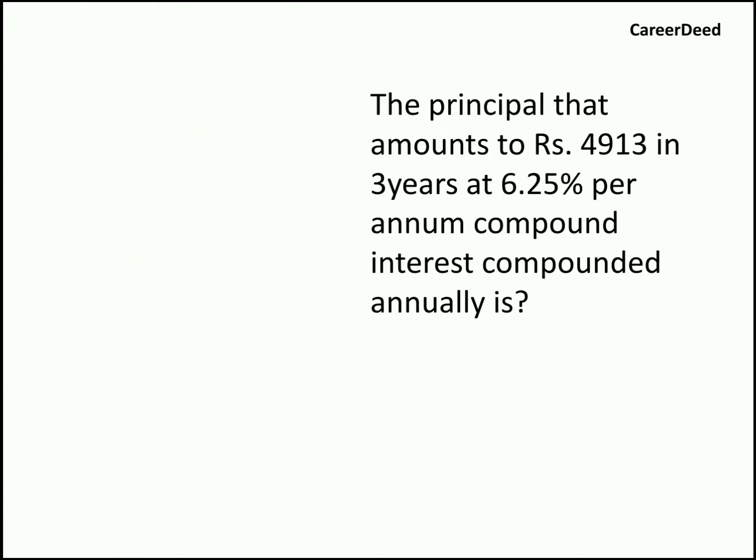The principal that amounts to 4913 in 3 years at 6.25% per annum compound interest, compounded annually, is dash. Now you have to find the principal, right? And amount is given for 3 years and the rate of interest is 6.25%. Now we can convert the 6.25% in fractional format. So 0.25 is nothing but 1 by 4th. So if it is 0.5, we used to write 1 by 2, right? If it is 0.25, we have to write 1 by 4. So 6 1 by 4. So 6 into 4 24, 24 plus 1 25 by 4%. So 25 by 4% is nothing but 6.25%.